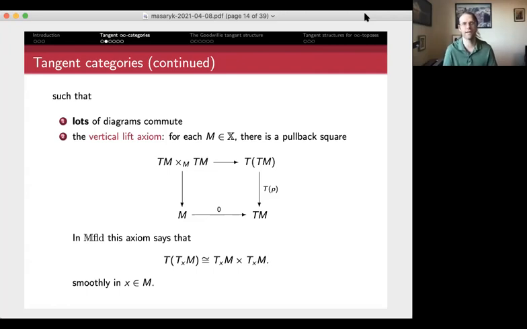So there's lots of diagrams that have to commute, but then there's an extra condition, which is that a certain square is a pullback. At least that's one way to phrase it. You can also express this as an equalizer condition, but I like to view it as a pullback. And so it says that for each object M, there is a pullback square that looks like this. Essentially, if you pull back the double tangent bundle over the zero section, then what you get splits as this fiber product of two copies of the tangent bundle.